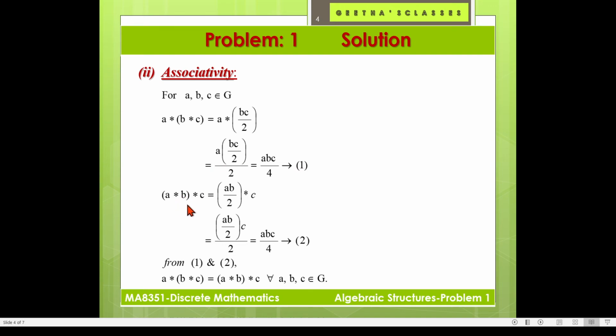Now coming to the right hand side, interchanging the brackets: (a star b) star c. For this a star b, you apply the given definition, ab by 2, star c. Again you apply the definition. This is nothing but ab by 2 into c by 2, so abc by 2 into 2, which is 4. Again we get the same answer. Name this as equation 2. From 1 and 2, the left hand side equals the right hand side. Therefore, a star (b star c) equals (a star b) star c. So associativity is satisfied.